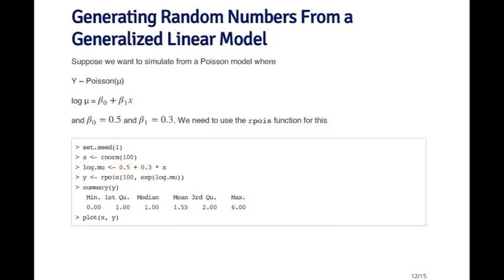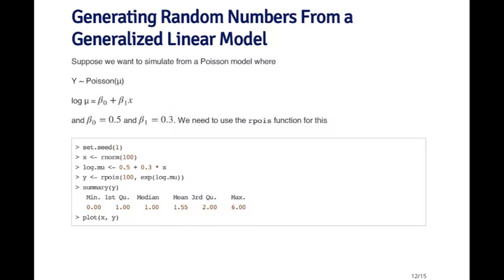So how do we simulate from this model to get our Poisson data? We need to use the rpois function for this. So we first set the seed, as always, and we generate our predictor variable x, which is going to have a standard normal distribution. Then we're going to generate our linear predictor, log of mu, which is just the intercept plus the slope coefficient times x. So that's the log of our linear predictor, but in order to get the mean for our Poisson random variable, we need to exponentiate that. So we simulate 100 of these Poisson random variables using the rpois function, and we give it the exponential of our log mean.